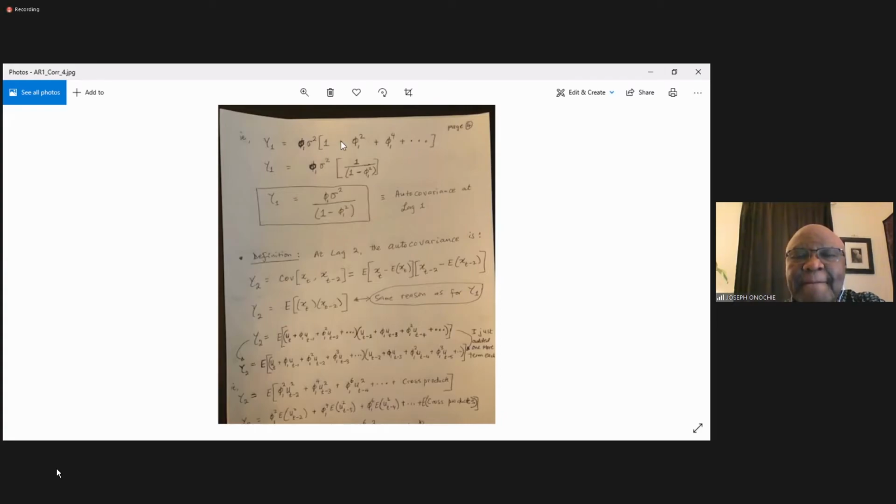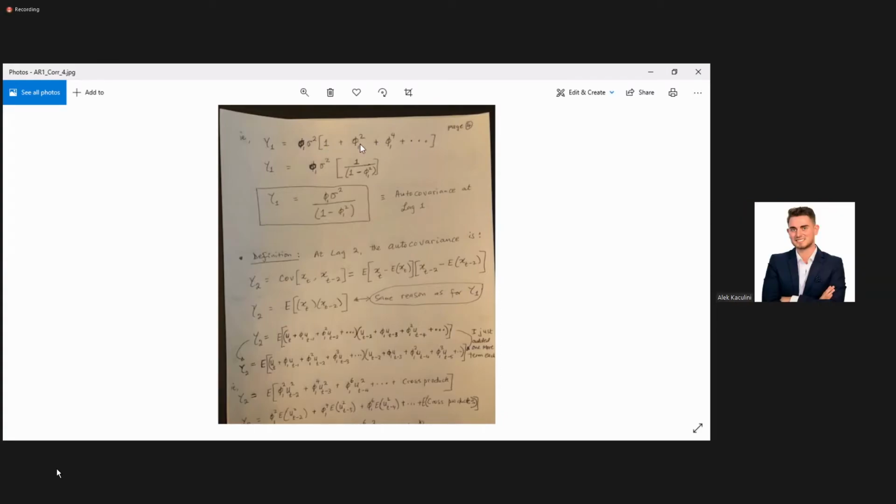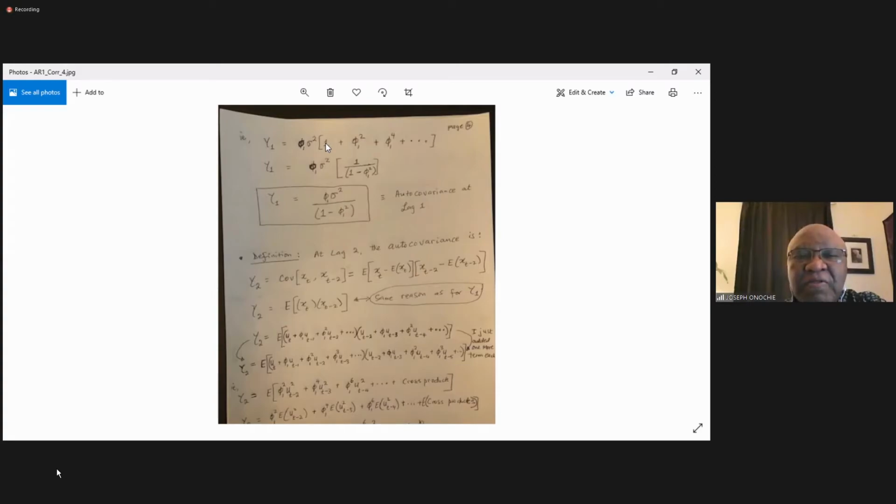Phi 1 squared. Because 1, I multiply it by phi 1 squared, I get this. I multiply this by phi 1 squared, I get this, and so on. So it's 1 minus phi 1 squared. So the autocorrelation at lag 1 is equal to this. Okay, guys?